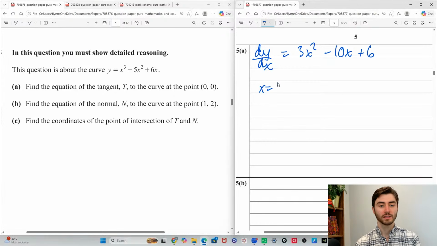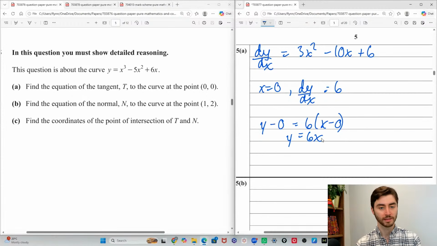And when x equals 0 at the origin, dy/dx is equal to 6. And therefore, we can say that y minus 0 is equal to 6 times (x minus 0) from the equation of a straight line, or simply y equals 6x.